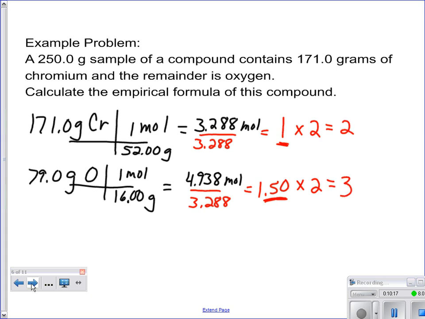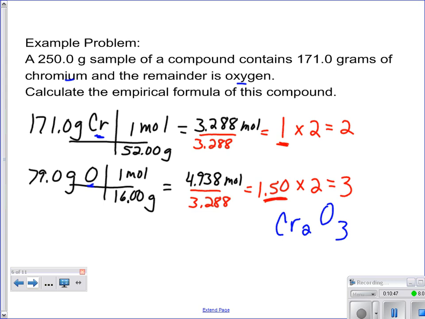Now for the easy part. And you guys know enough about nomenclature to know that yes, chromium is the metal, so that would be listed first, and oxygen's the non-metal, so that should be listed second. But also, the way it's listed here in your problem, hopefully I always keep it in the correct order, but just in case I don't, just think about that. So Cr2O3.